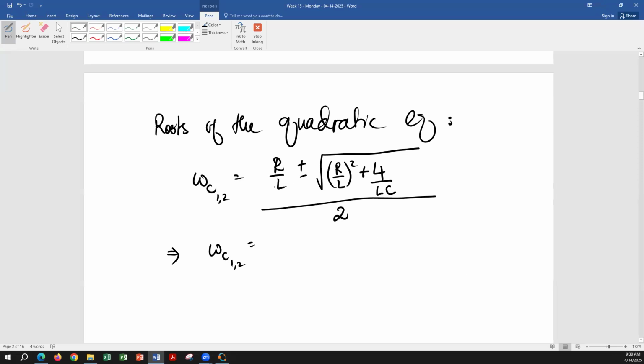Take this 2 in the denominator of the numerator, so we're going to get R over 2L plus minus, take the 2 inside the square root. That's going to become 4. So R over 2L square plus 1 over LC, because it's going to be 4 here in the denominator, and this 4 is going to cancel each other.